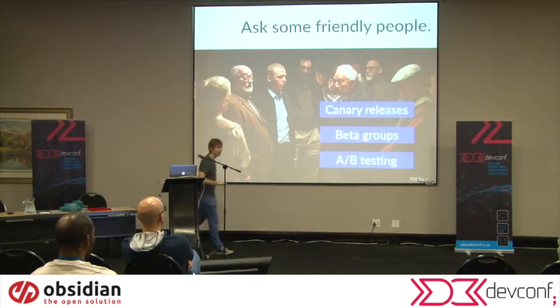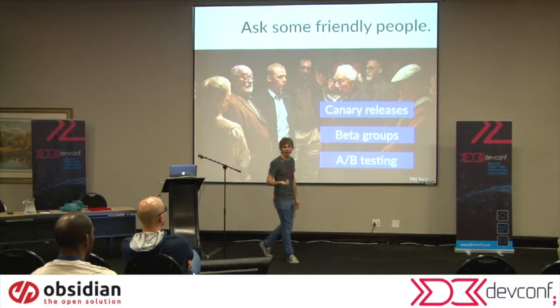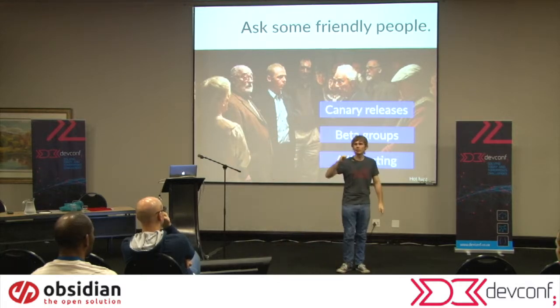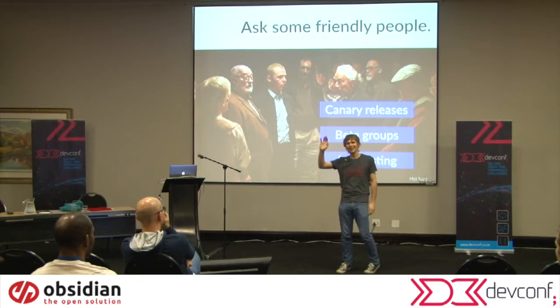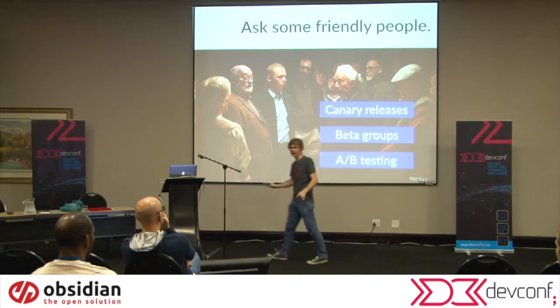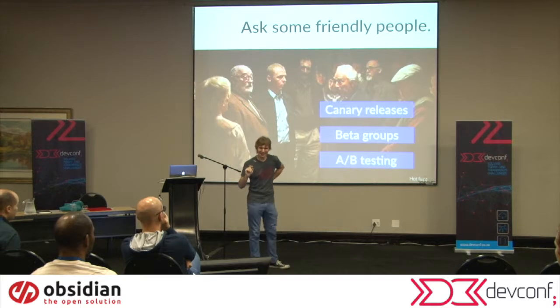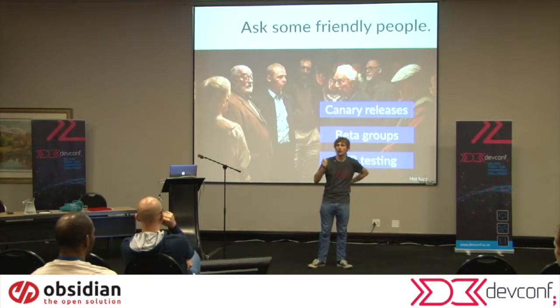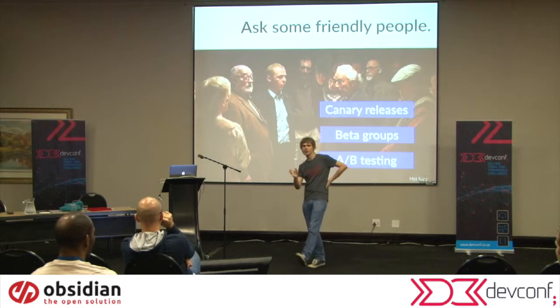Okay, so step 1, ask some friendly people. That's not a scene from the Agile Manifesto. That's from Hot Fuzz. How many people have watched Hot Fuzz? Yeah, okay, cool. So this is all about the greater good. The 3 things I've got here are canary releases, beta groups, and A/B testing. So canary releases is basically when you send out a tiny little bit of your software out into the world to see whether it falls over or not.